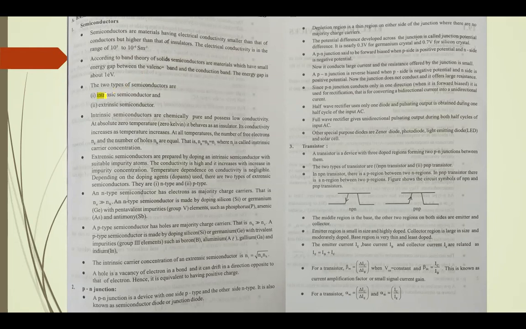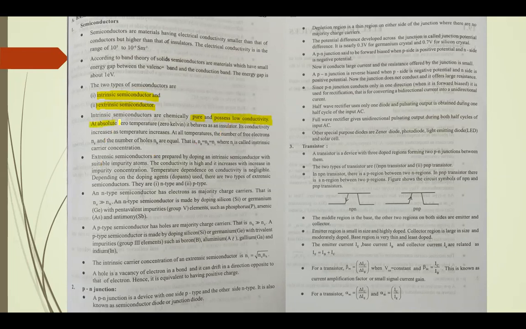We have two types of semiconductor: one is intrinsic semiconductor and the other is extrinsic semiconductor. What is intrinsic? They are chemically pure and possess low conductivity.